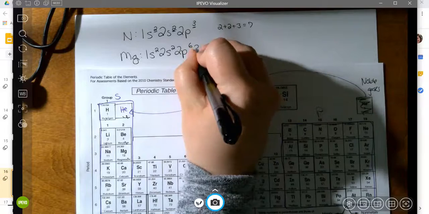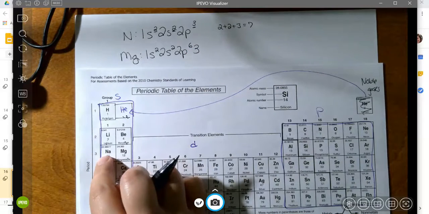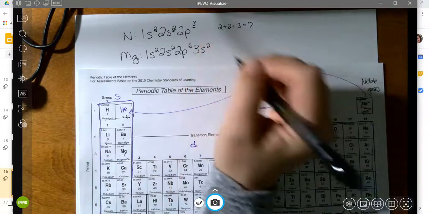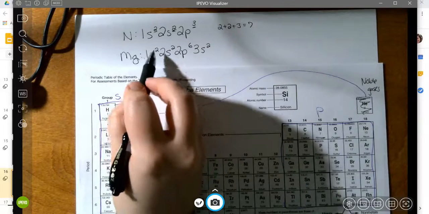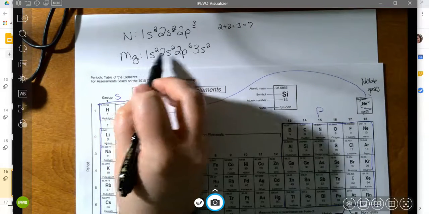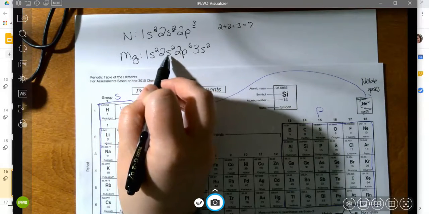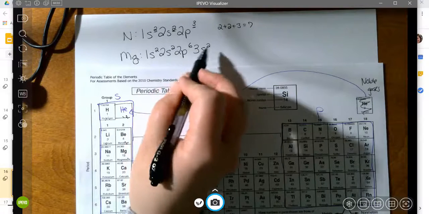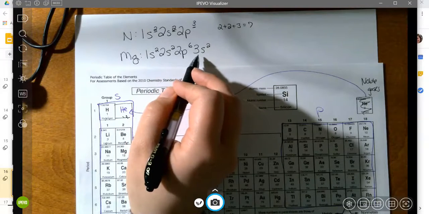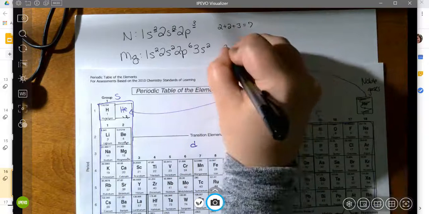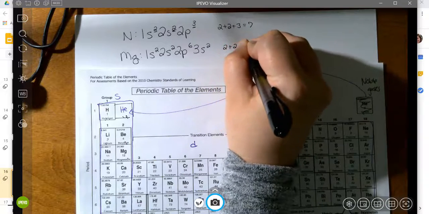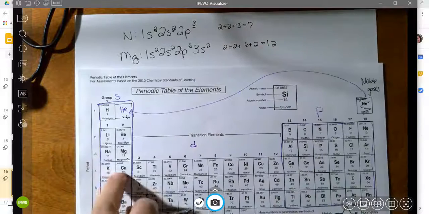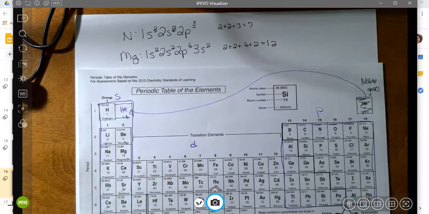So now I'm in period 3. I'm back in the S block. And how many squares do I go to get to magnesium? I go 2. So what this means is that I have 2 electrons in the 1s orbital, 2 electrons in the 2s orbital, 6 electrons in the 2p orbitals, and 2 electrons in the 3s orbital. And again, when I add these all together, I get 12, and that's how many electrons magnesium has.